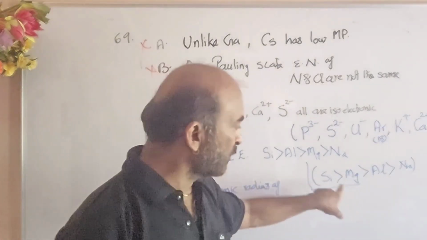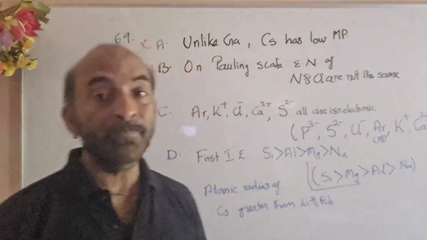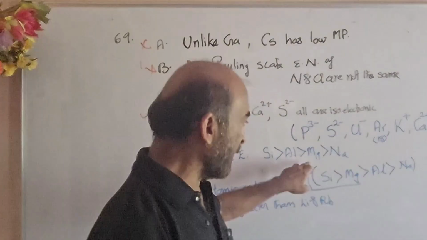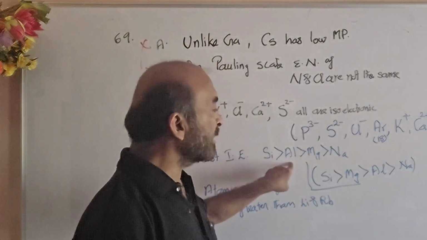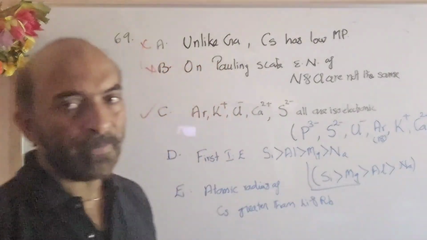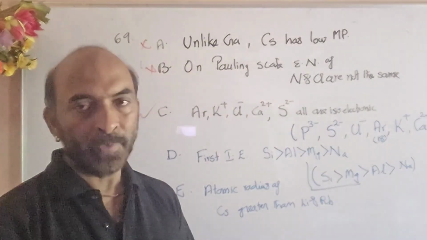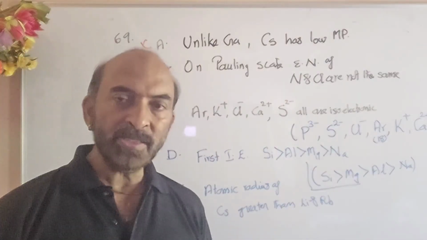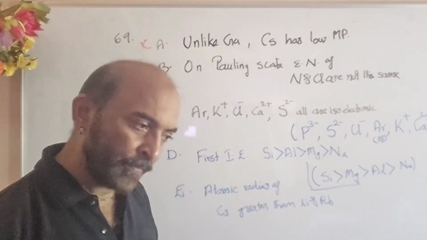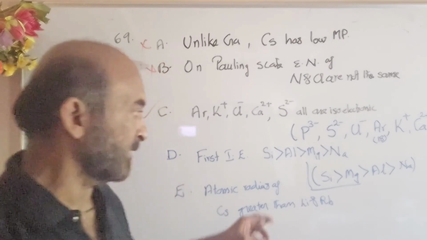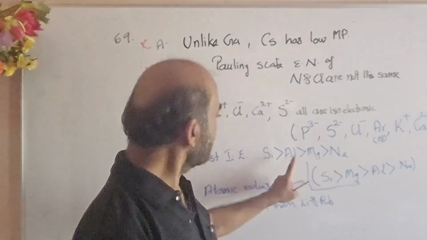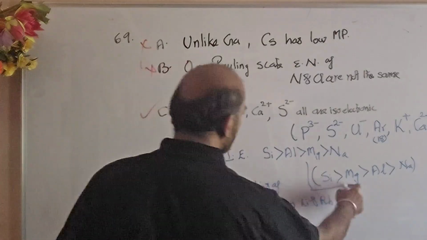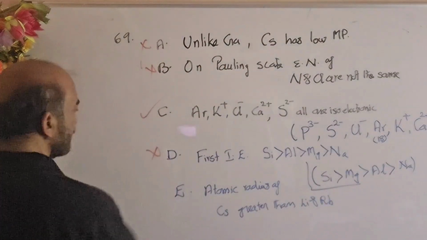The order is actually silicon, then magnesium, then aluminum, finally sodium, in decreasing order. So the specialty here is that aluminum has less and magnesium has more ionization energy, due to this reason. Removing an electron from a pair is more difficult than removing a single electron. So the given order of first ionization energy is wrong. The correct order is silicon, magnesium, aluminum, sodium, decreasing order. So this is again wrong.